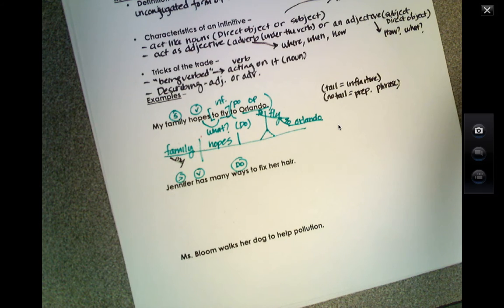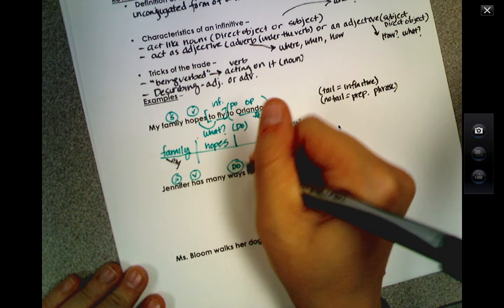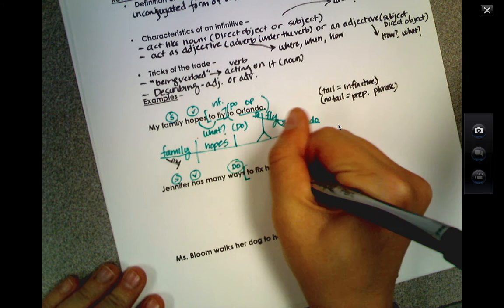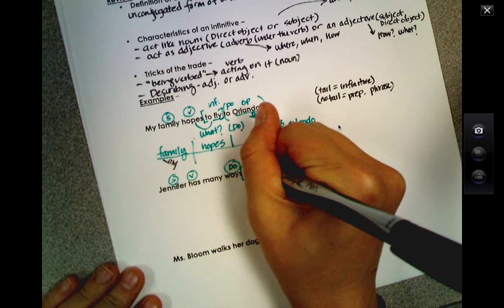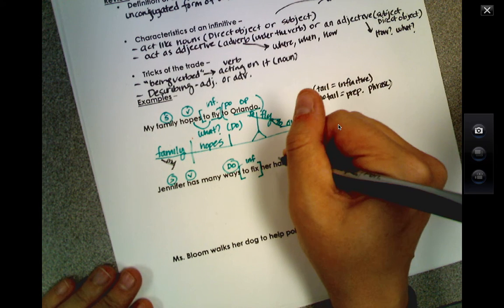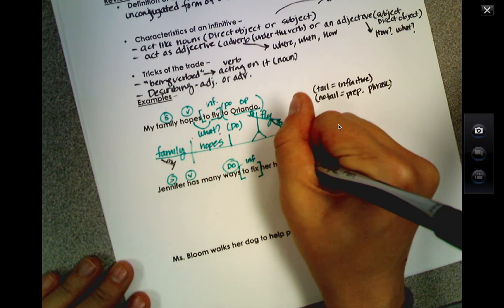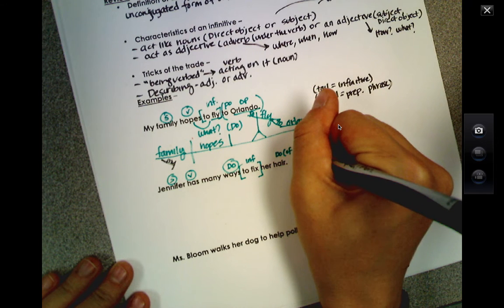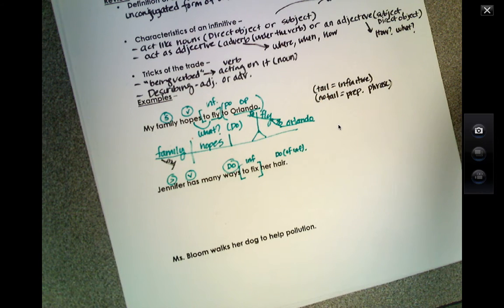So we know that the infinitive is not a direct object. So then to fix is going to be your infinitive. And then her hair, this is where we get crazy. We've talked about this a little bit. This is going to be the direct object of the infinitive. Okay? So we need to figure out first, where's to fix going to go? Is it going to go under Jennifer, or is it going to go under ways?